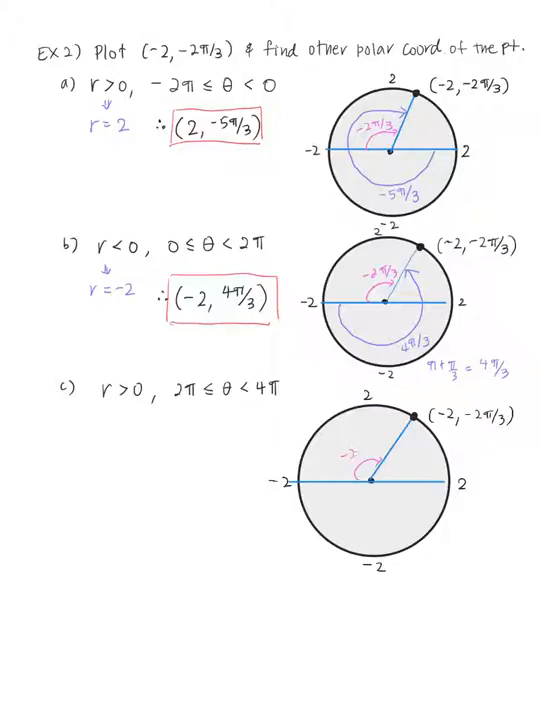All right, so here's the same picture as above. Now r greater than 0 implies that you better start from r equals 2, and theta must be between 2 pi and 4 pi. So the only way that we can go is what? This direction.